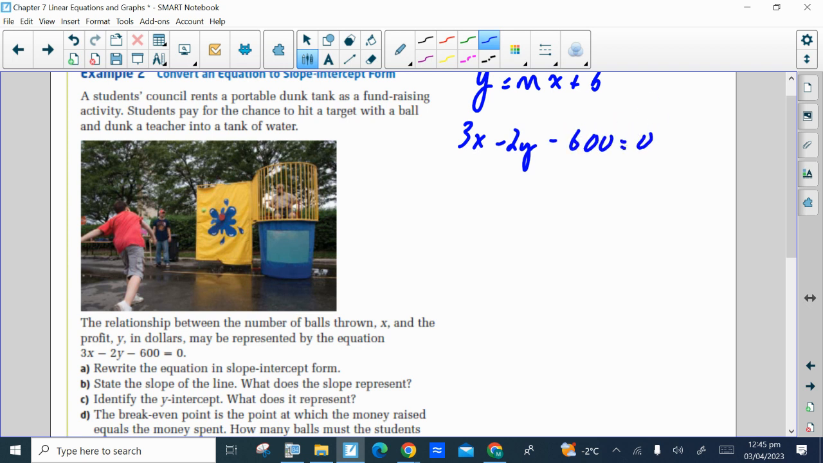So to put it in slope-intercept form, which part A is asking us to do, we need to get positive y by itself. Probably the easiest way to do this would be to first start by adding the 2y to both sides. It doesn't matter what side the y is on as long as you have it by itself. If you add 2y to both sides, they cancel on the left, and you'll have 3x minus 600 on the right, equaling 2y. 3x minus 600 on the left, and 2y is on the right.